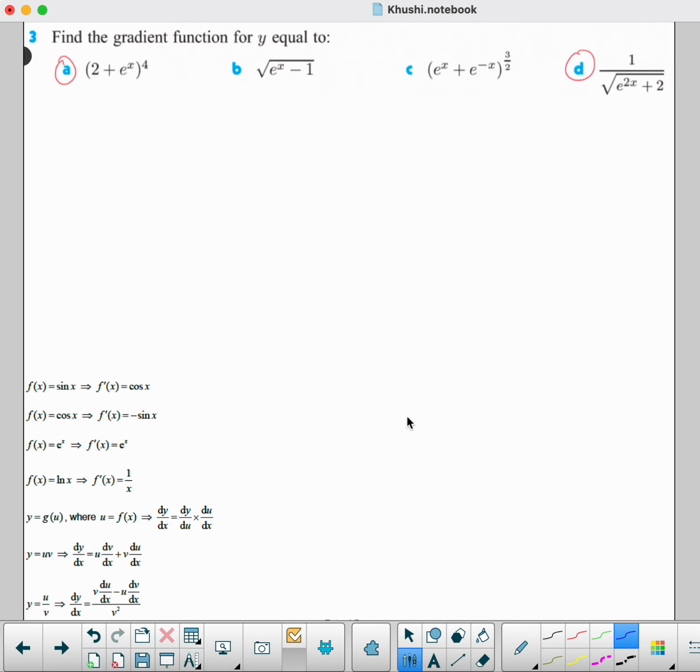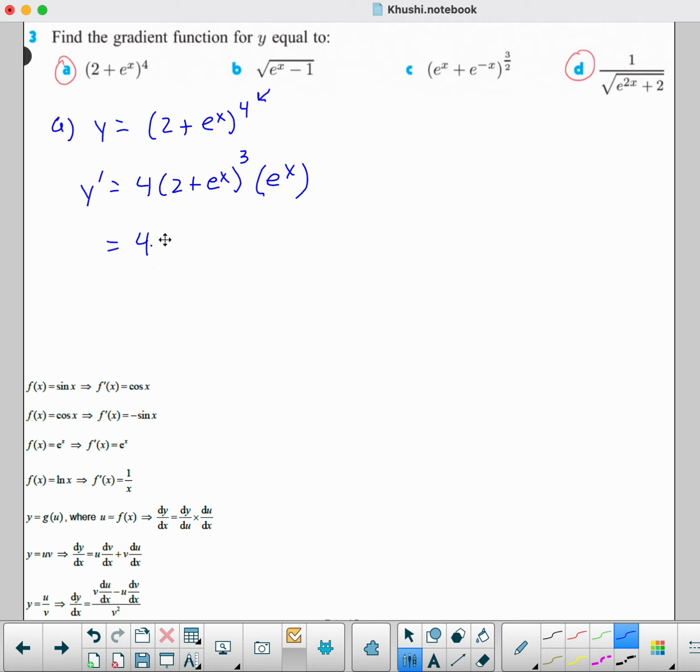Find the gradient function for y equals (2 plus e to the x) to the 4th power. Chain rule. The outside function is the 4th power. I must take care of it first by bringing it out in front and then subtracting 1 from 4, which is 3. That's the derivative of the outside function multiplied by the derivative of the inside function, 2 plus e to the x. The derivative of that is simply e to the x.